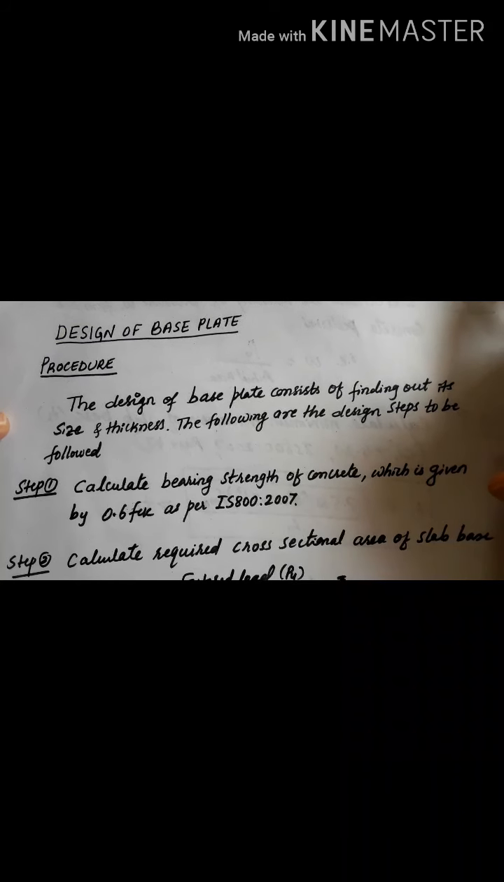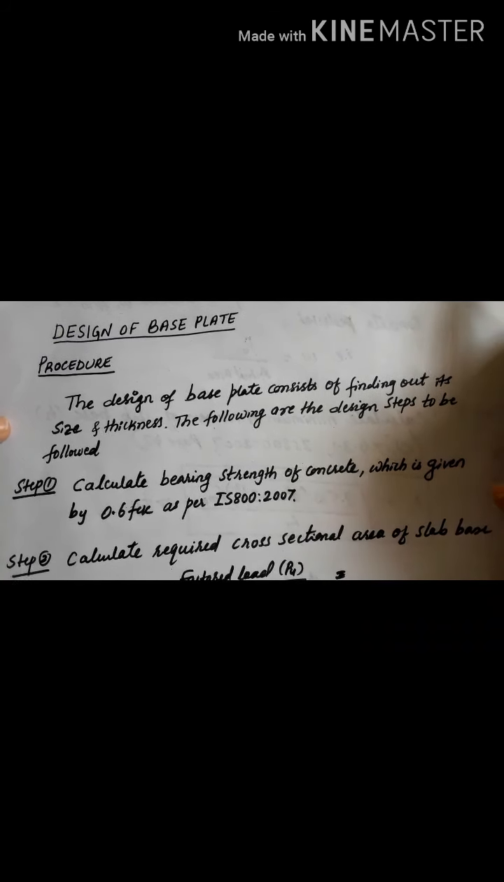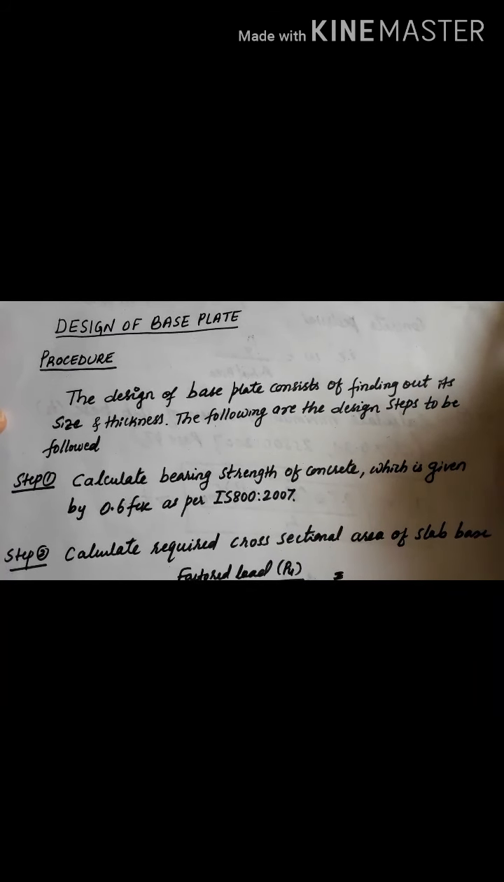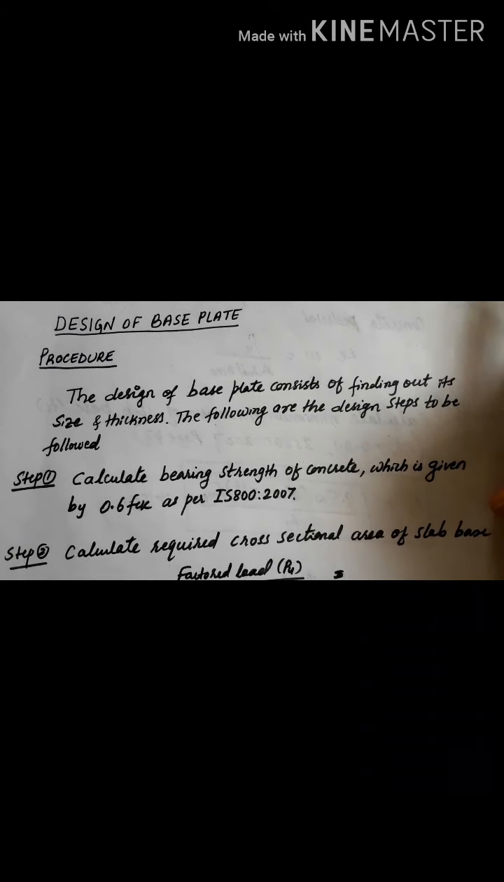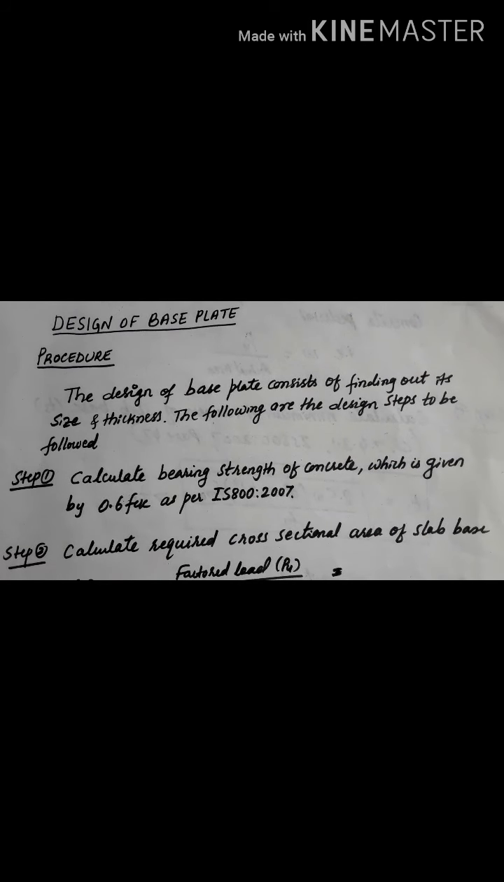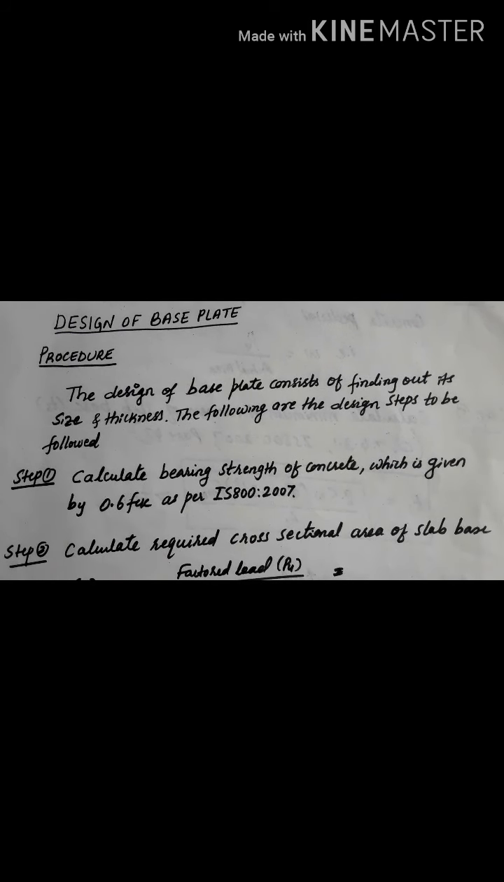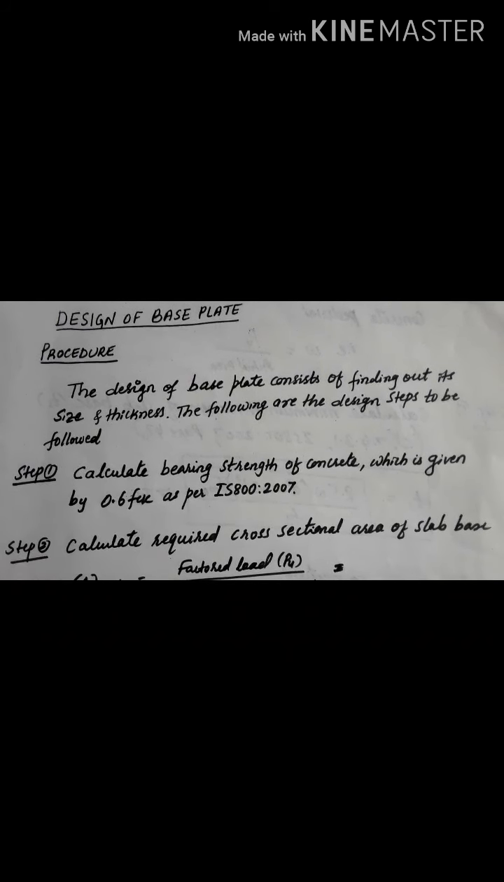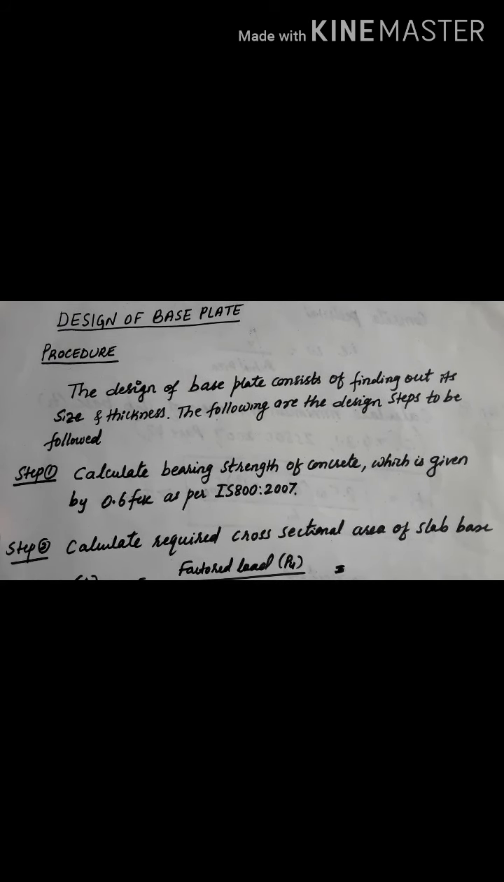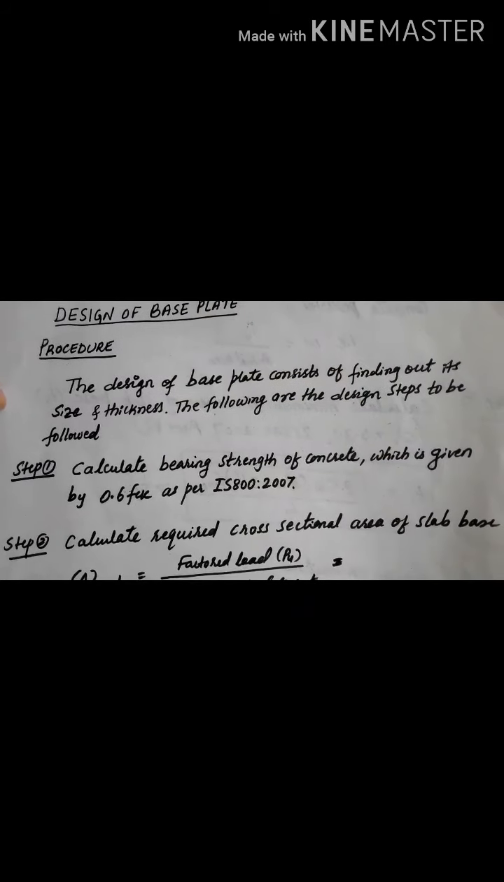In my previous lecture, I discussed the introduction of the base plate. There are two types of base plates: one is a simple slab base, and the second one is a gusseted base. When these two plates will be used, we have discussed in the previous lectures. In this lecture, we'll see how the design of base plate can be done. The simple steps I'm giving here, just follow these steps.